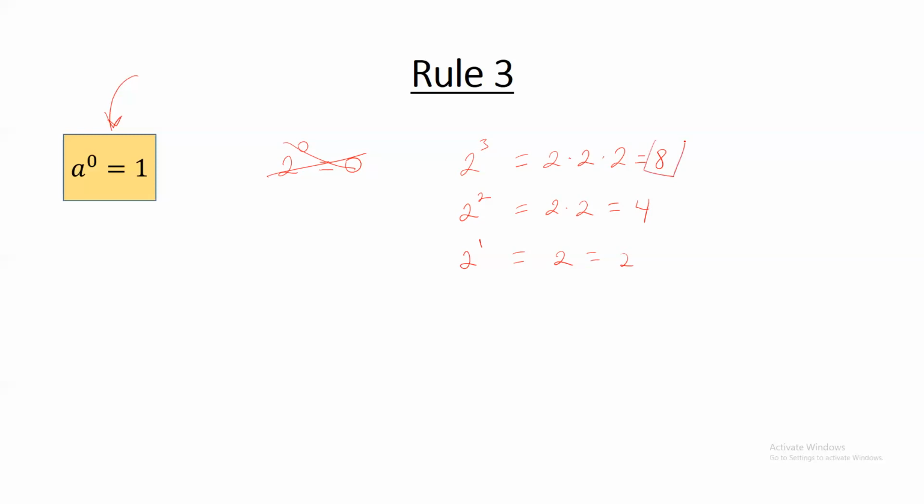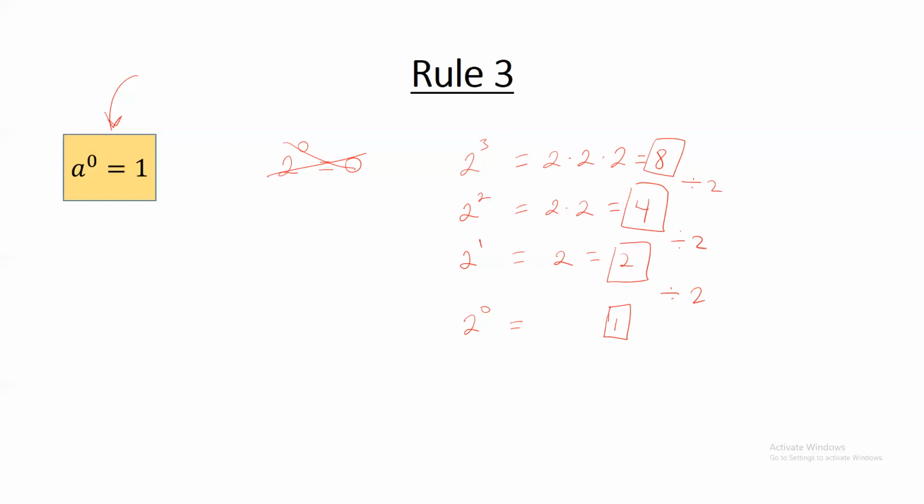So what's happening as we go down in power? 8, 4, 2. We're getting rid of a factor of 2, which in a sense means that we are dividing by 2 each time we go down in power. So if the pattern holds, you would think that 2 to the power of 0 would be whatever my previous answer was, divided by 2, and 2 divided by 2 is 1. If you want to, you can try this pattern for 3 to the power, 4 to the power, 5 to the power. You will see that the pattern holds very well.